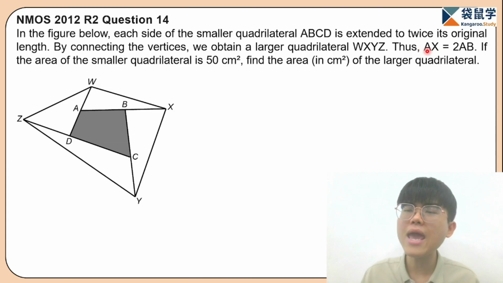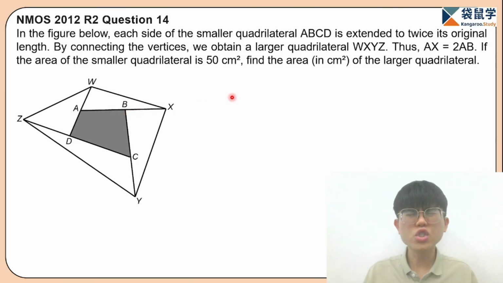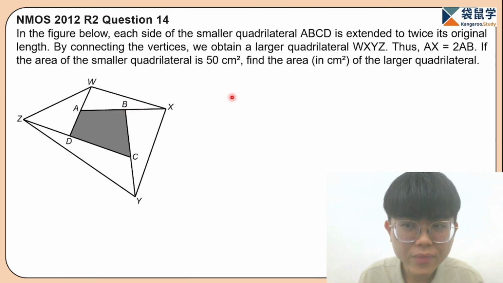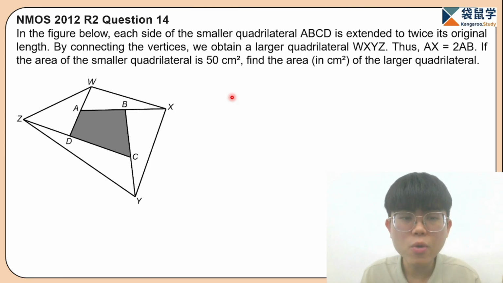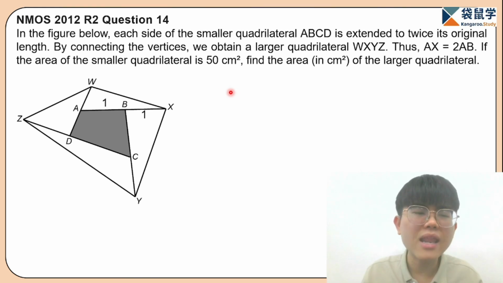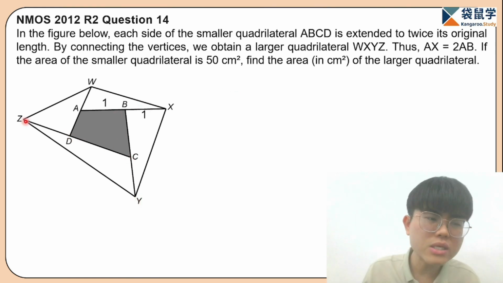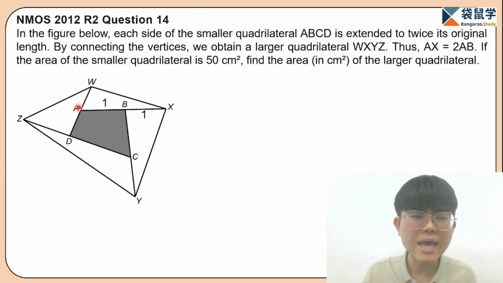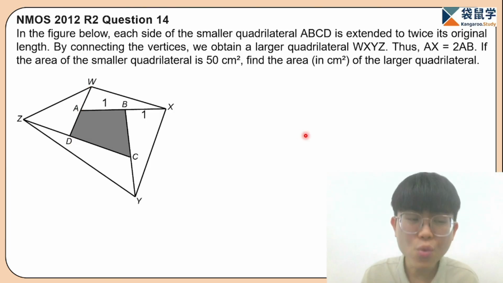Thus, we know that AX is equal to 2AB. Everyone, the whole AX here is equal to 2AB. So what can we notice from here? What is the ratio of AB to BX? We know that it will be 1 to 1. In fact, for all of the other lengths, BC to CY is also 1 to 1, CD to DZ is also 1 to 1, and DA to AW is also 1 to 1.